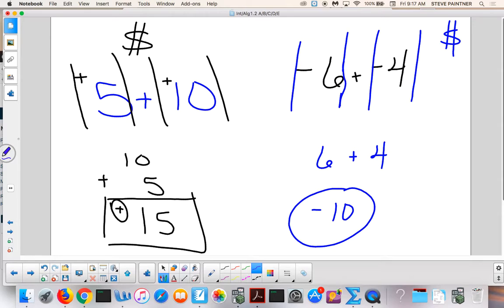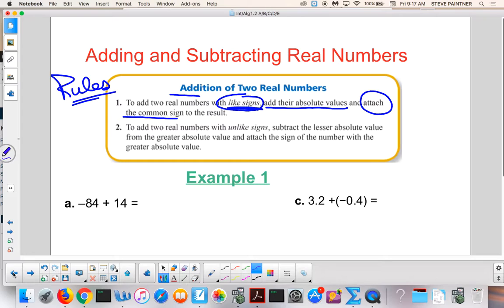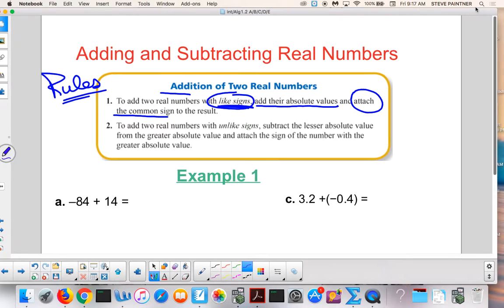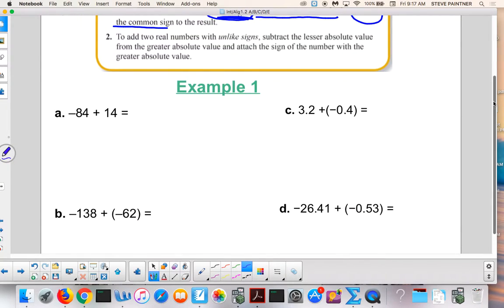A, B, C, D. Which ones have the same sign? Look at your 4 examples. Which one? B and D. Okay, here they are. You got a negative plus a negative, and you got a negative plus a negative. Do them. See what you do.